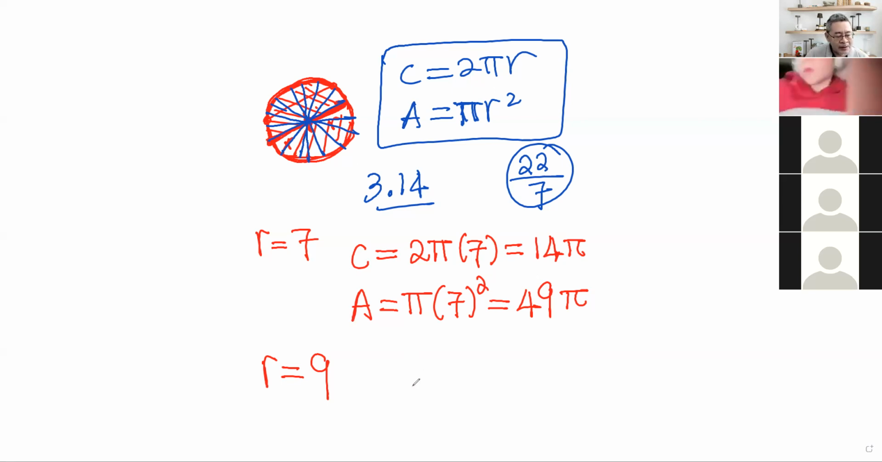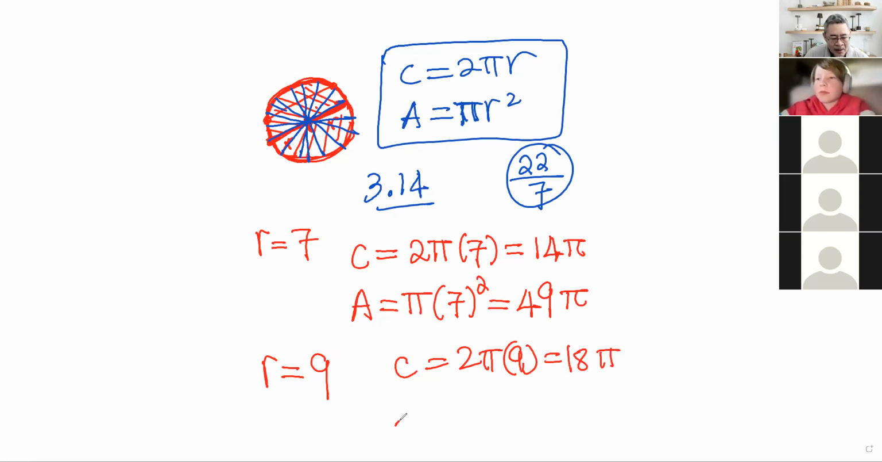All right, so let's see. Our circumference is 2 pi r, which is 9. 2 times 9 is 18, to get 18 pi. Our area is pi 9 squared. We know 9 squared is 81, so 81 pi. Okay, are we all good on this one? Thank you, Grayson. Thank you, Mason. Thank you, Mia. Thank you, Roger.